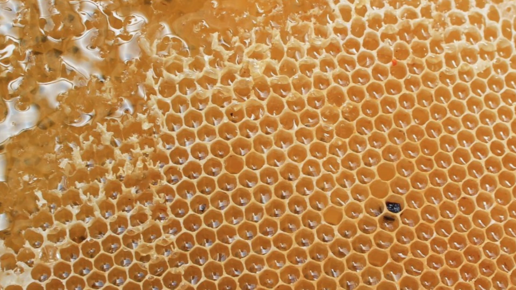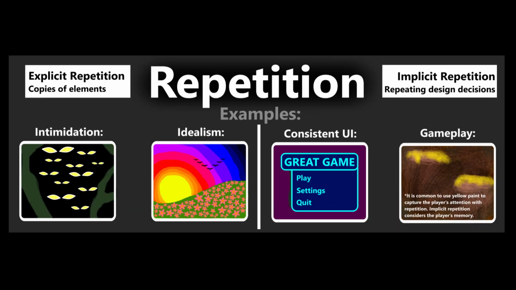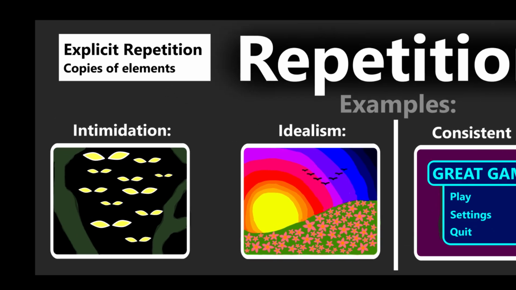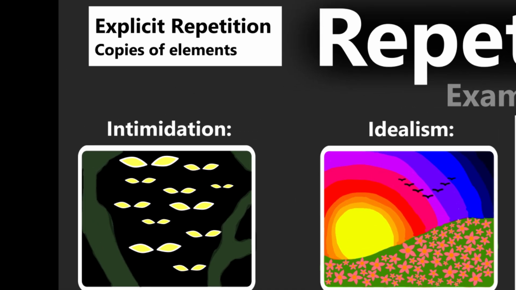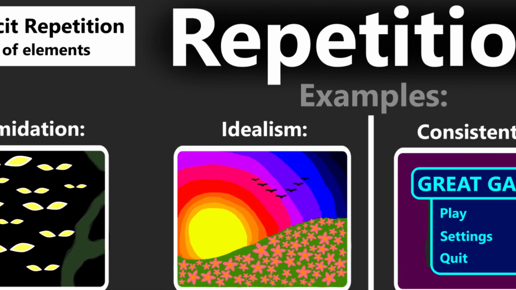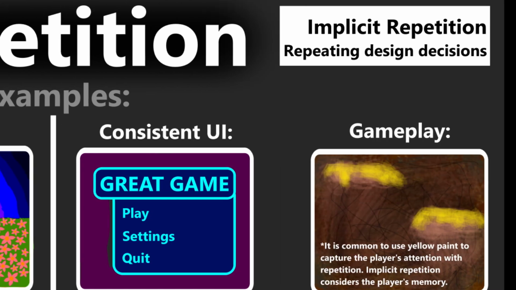Textures can also create mesmerizing effects through repetitive textures. Textures like these are harder to look away from because they're interesting and curious. Which brings us to the next topic, repetition. I like to think of repetition in two ways: explicit repetition, where elements are copied or repeated, and implicit repetition, where visual design choices are repeated instead of entire elements.